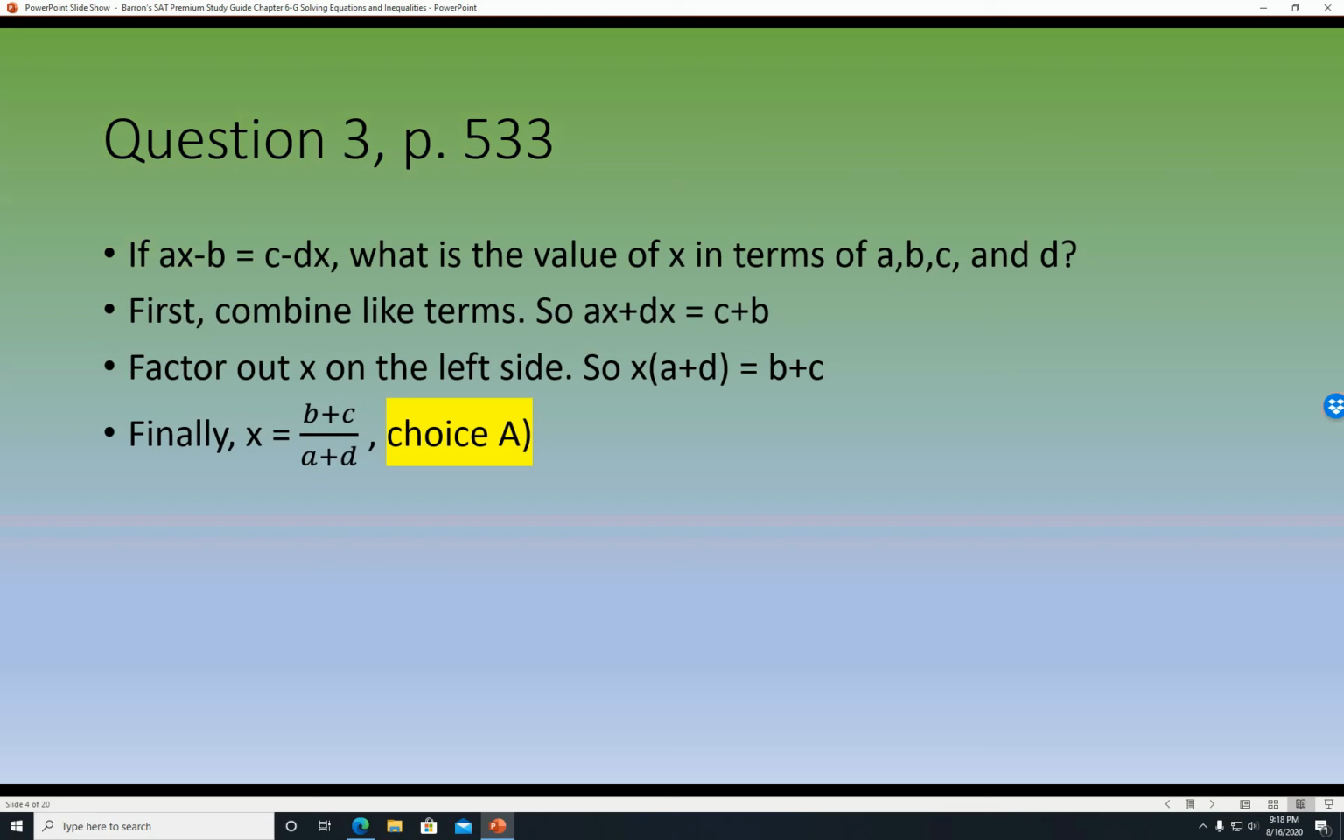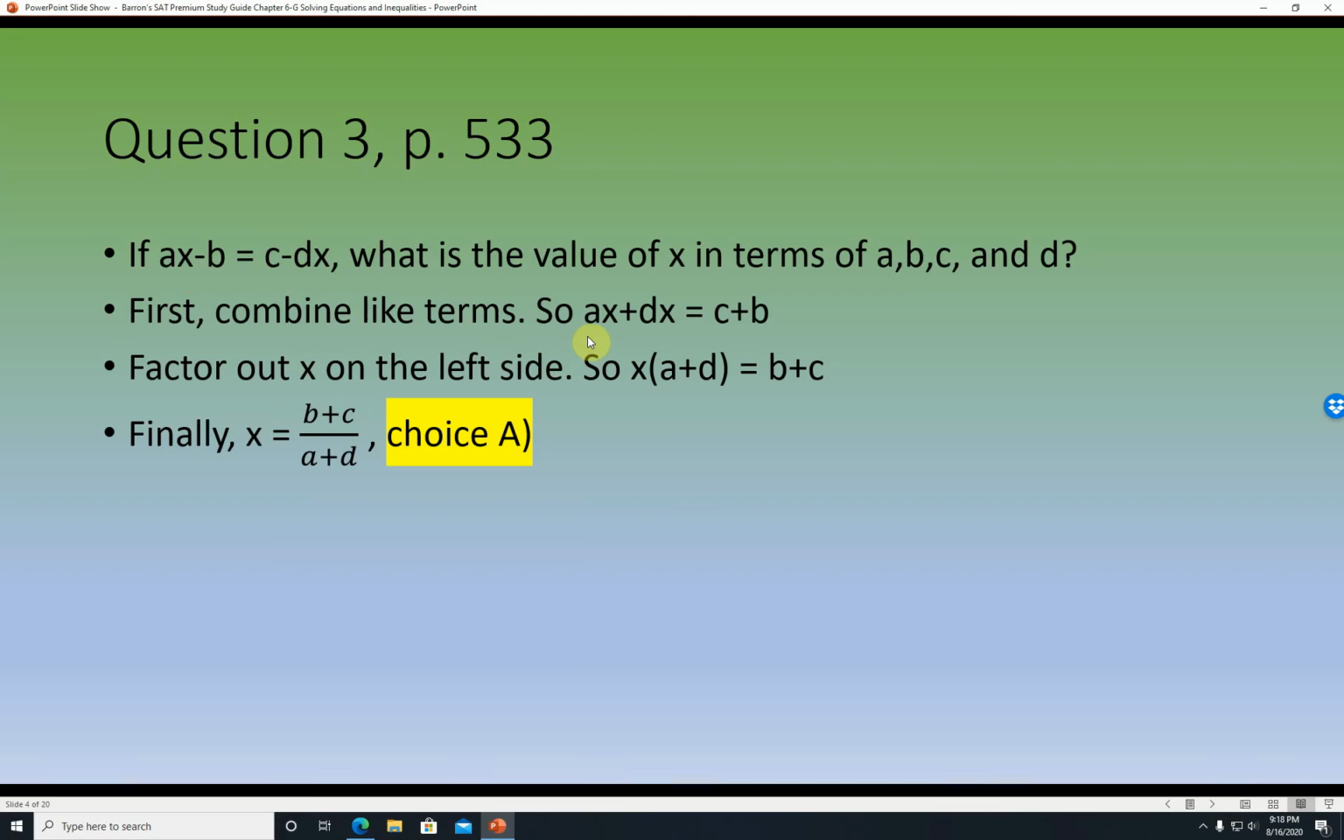If ax minus b equals c minus dx, and of course this is question 3 on page 533, what is the value of x in terms of a, b, c, and d? So first you want to combine like terms. So I would add dx to both sides, so you end up with ax plus dx is equal to c plus b. So just add b to both sides. Then this negative b cancels out.